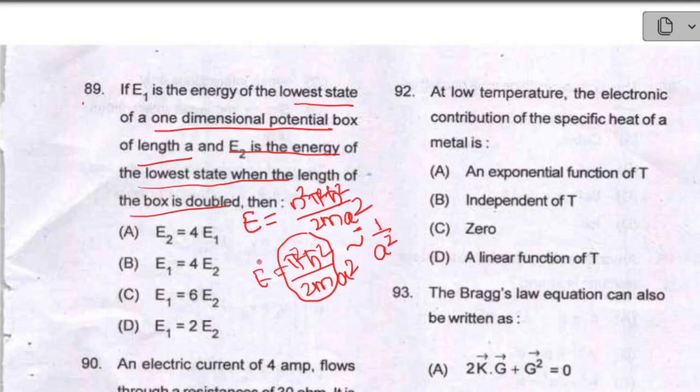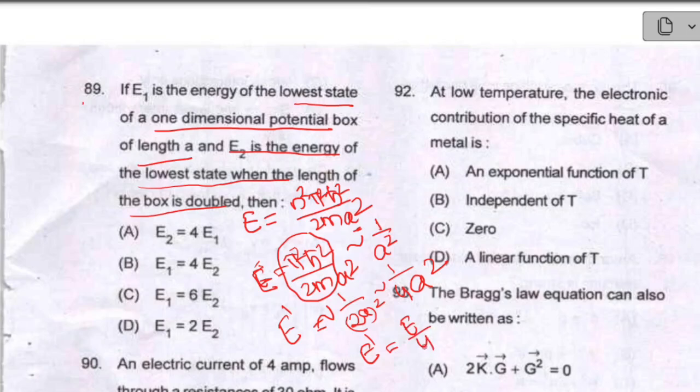1 by a square. Okay, so this is the first condition, and in the second condition, the length is doubled. So it will vary as 1 by 2a square, that means 1 by 4a square. Okay, so E dash is E by 4. So these are given E1 and E2. So let me write, this is E2 and this is E1. So E2 is equal to E1 by 4, or E1 will be 4 times E2. So B is your correct answer.